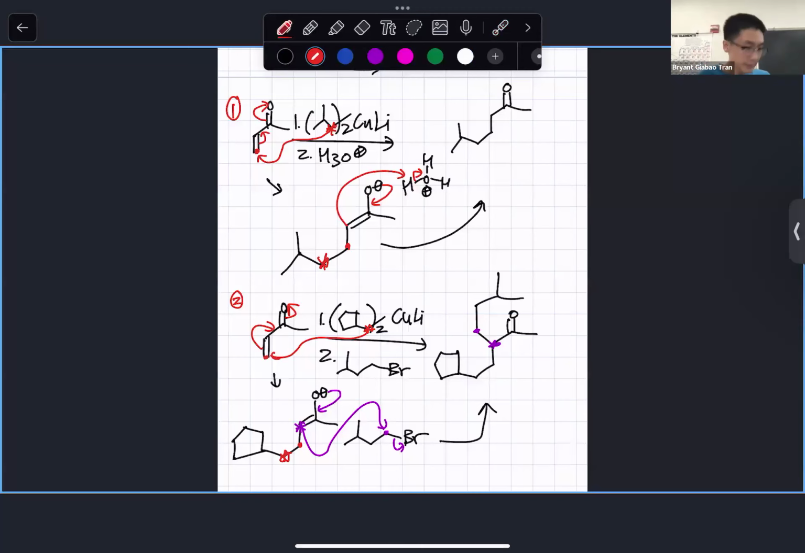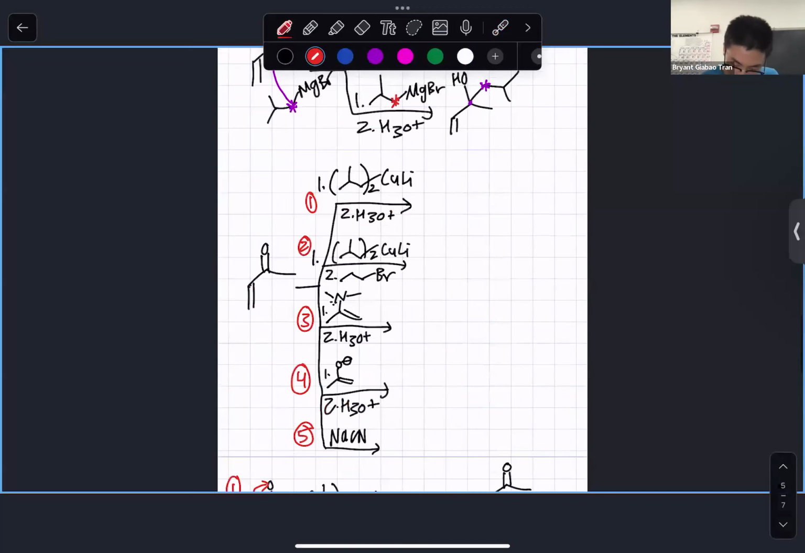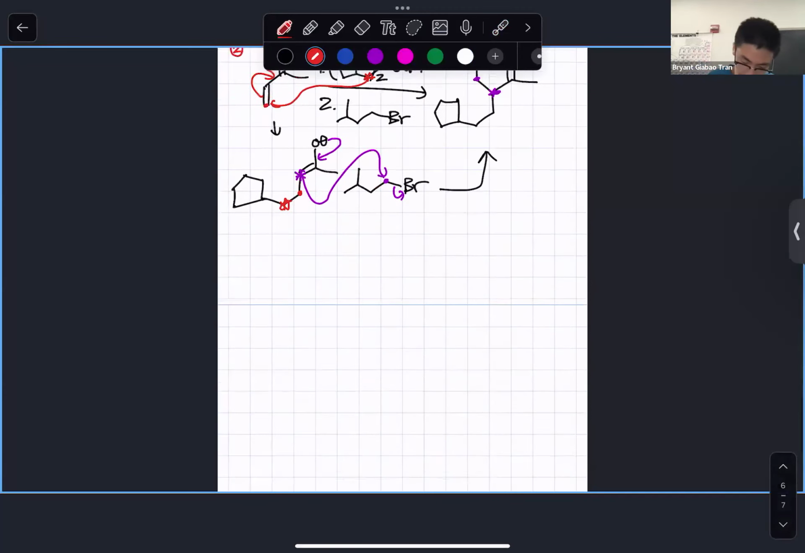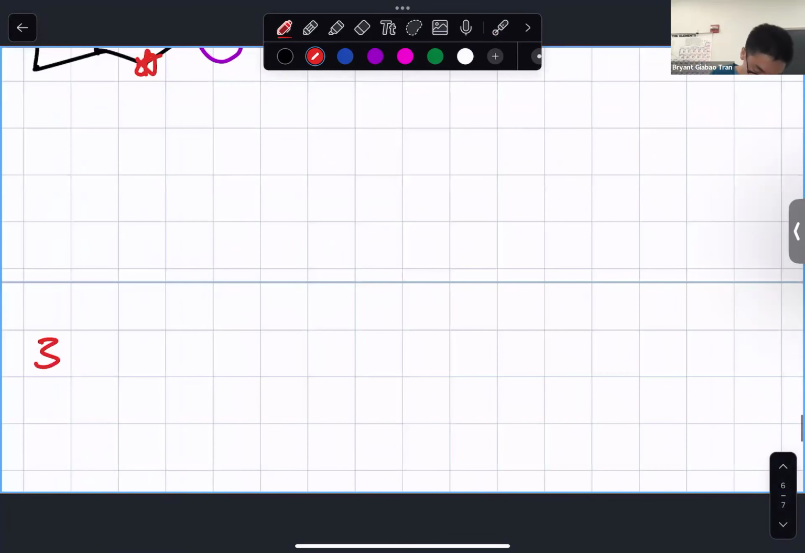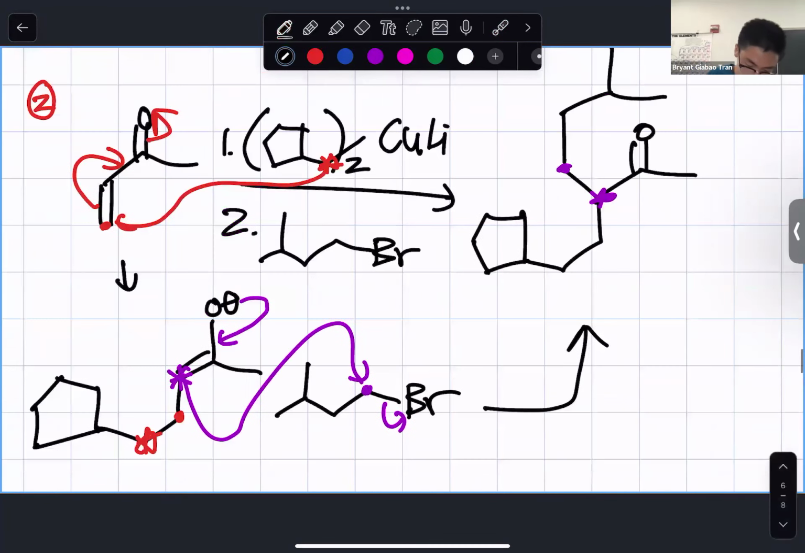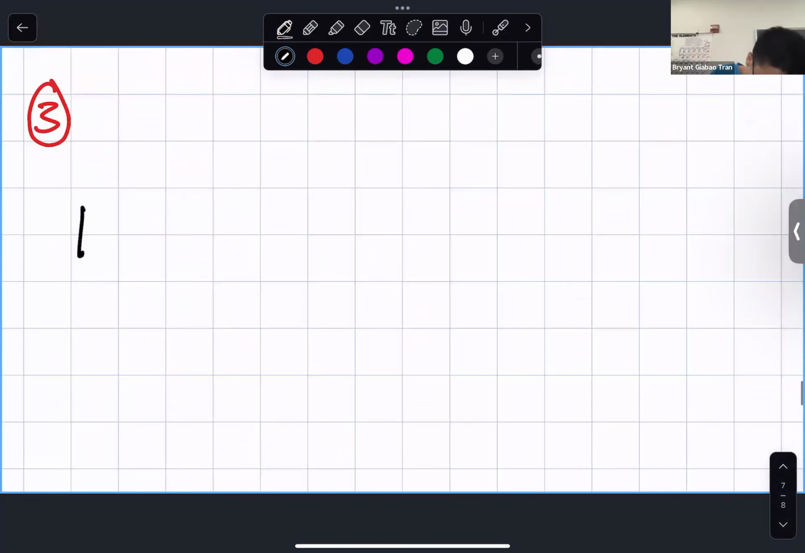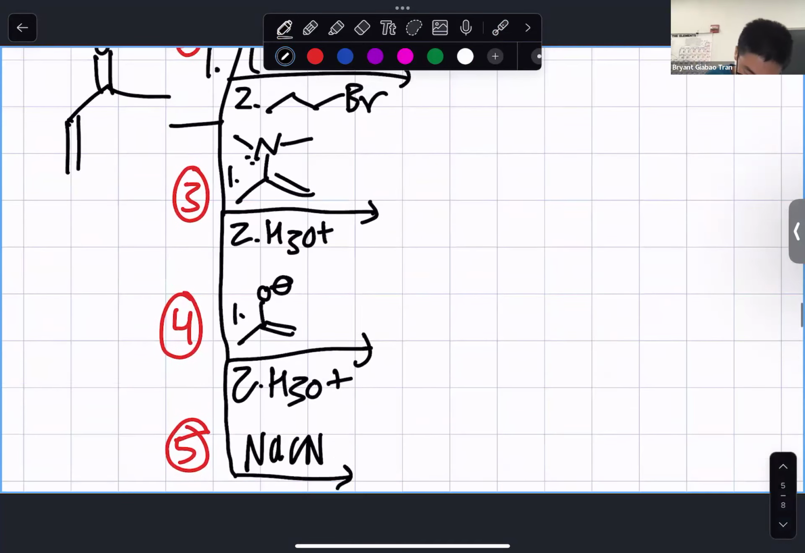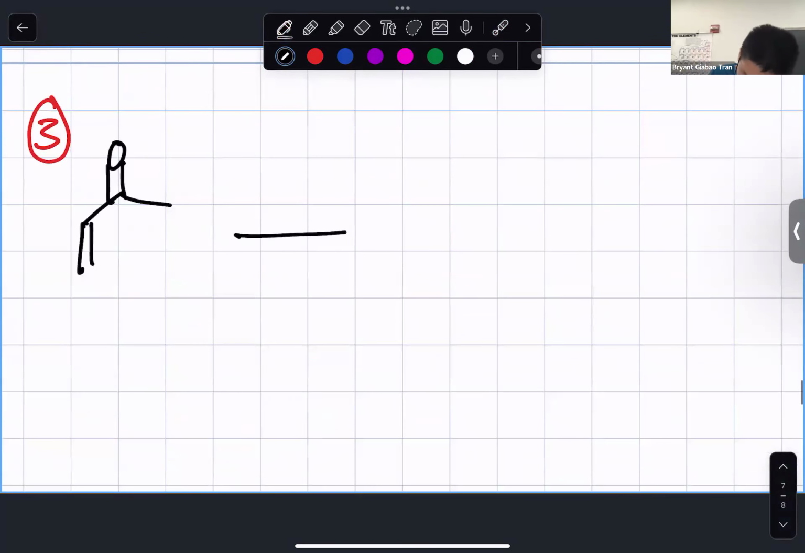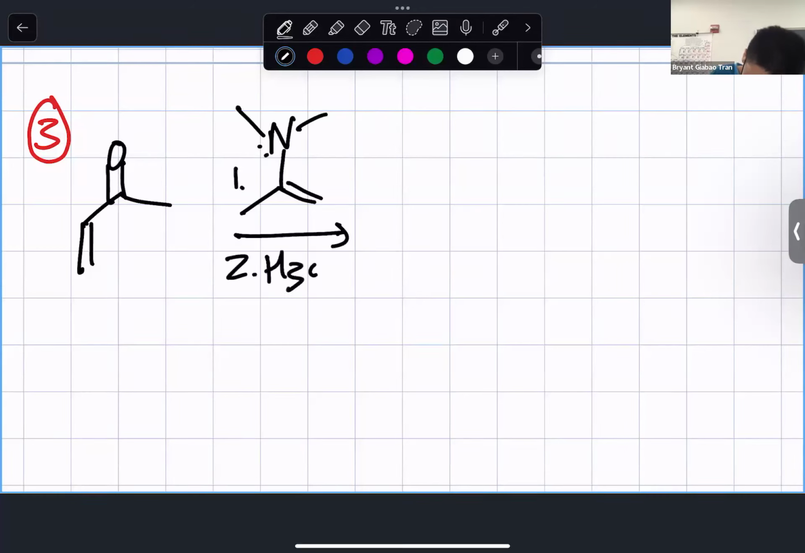Okay. Now let's look at the third example, the third reaction with the enamine. Let's say we have this enone, and then we have this enamine. First step, second step, acid workup.